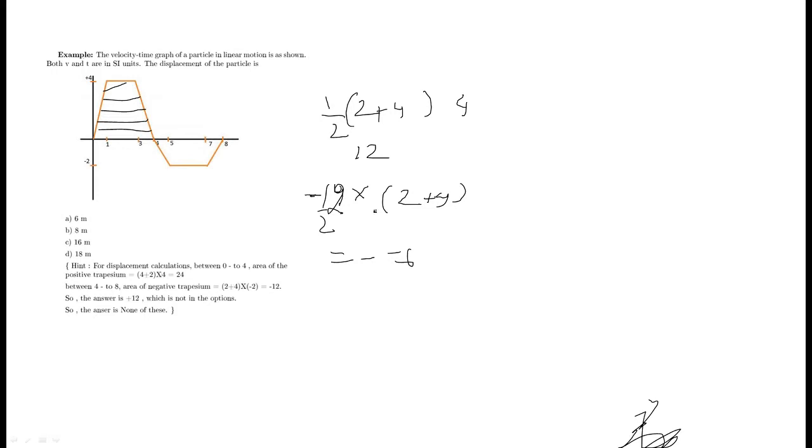So the answer is given to be 12. I must have done something wrong somewhere. Are we supposed to do half also? Yes, we have to do it. So there is some error in the solution. I'll correct it in the book. The area of the trapezium is, half should be multiplied in both cases. So the displacement is 12 minus 6.